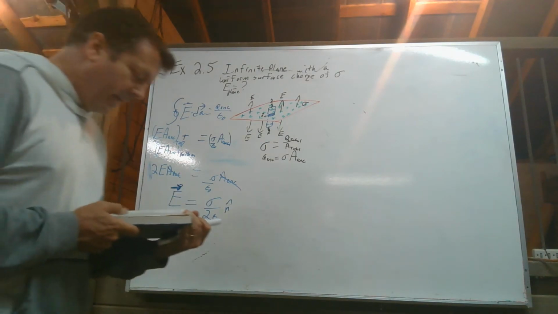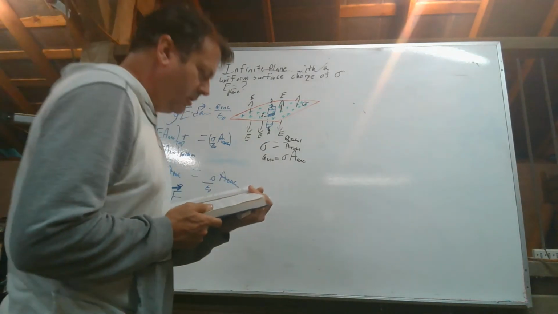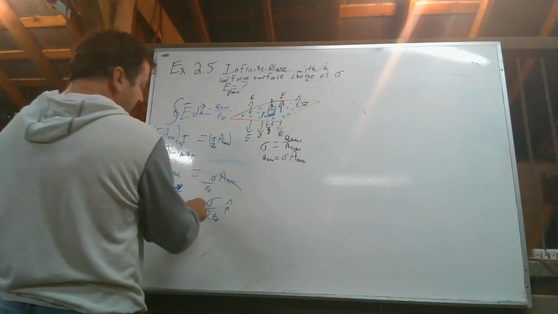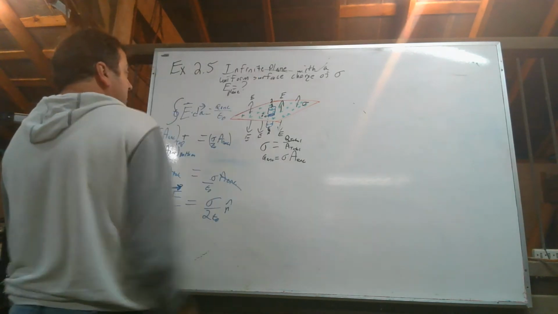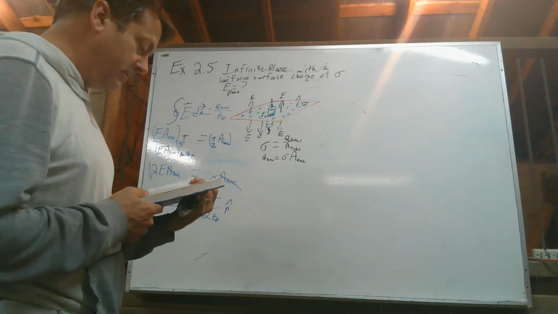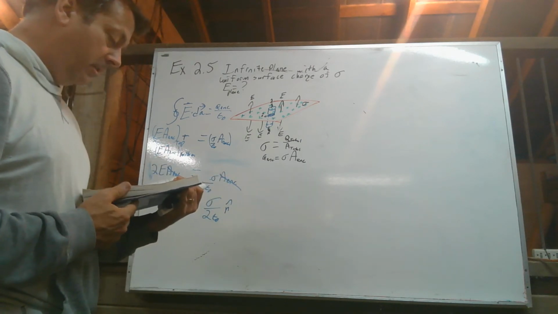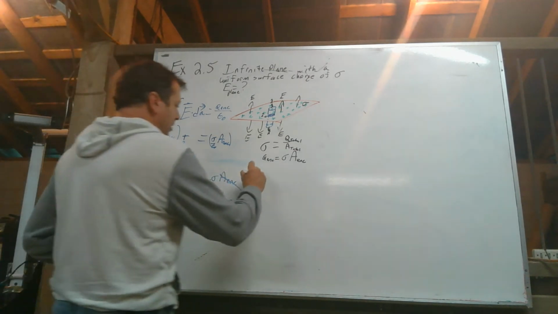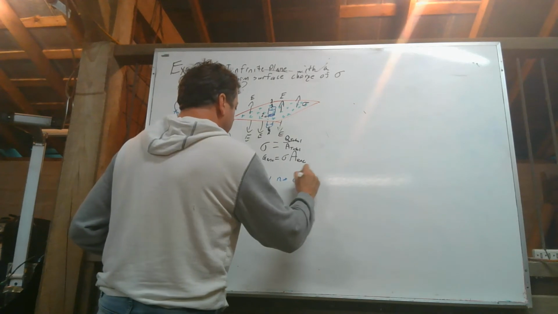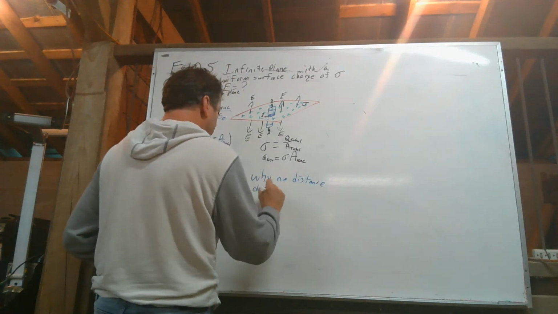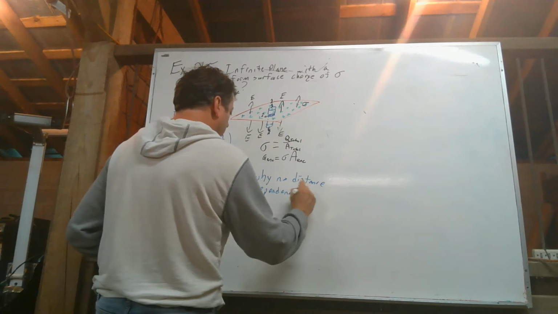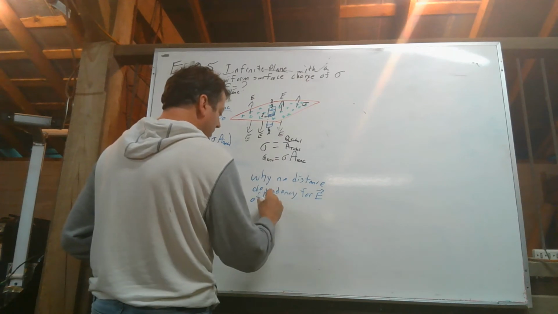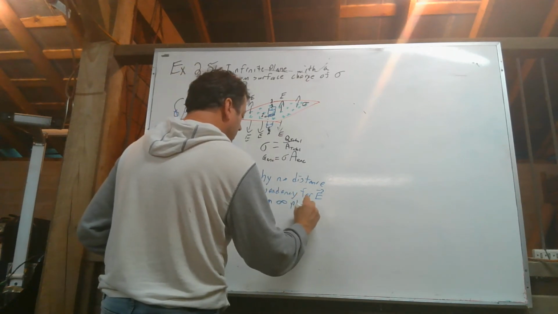I like what it says in the book. I'm reading from the book: it seems surprising at first that the field of the infinite plane is independent of how far away you are. If you think about it, there's no distance dependency there. What about 1 over r squared? Well, why is that? Why no distance dependency for E of an infinite plane of charge?